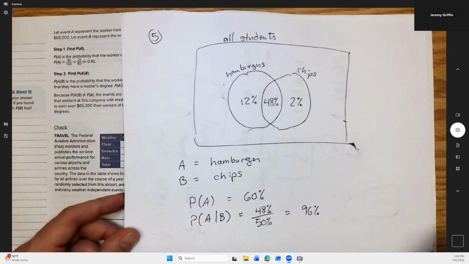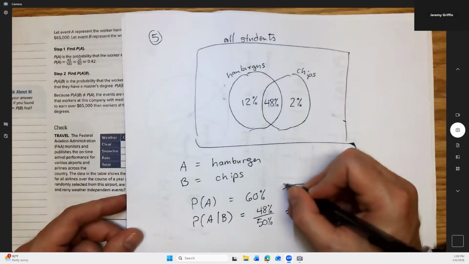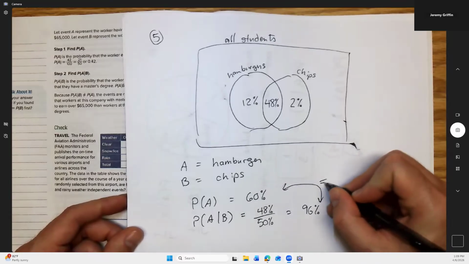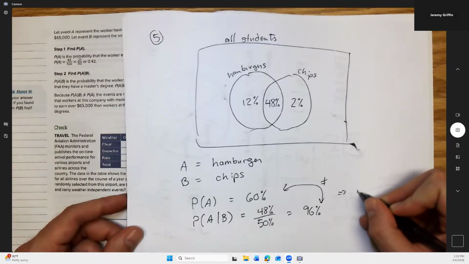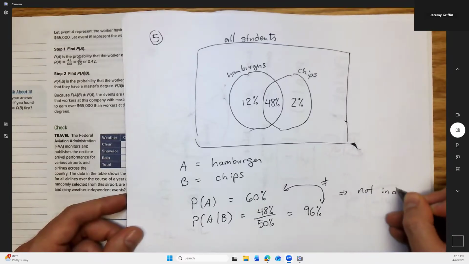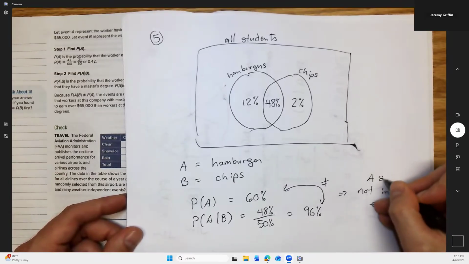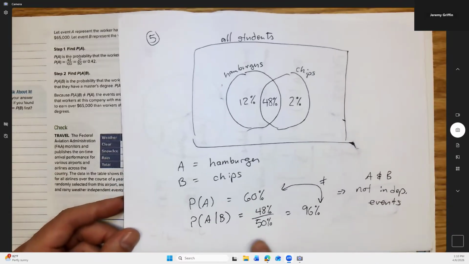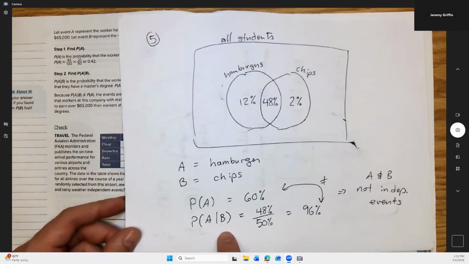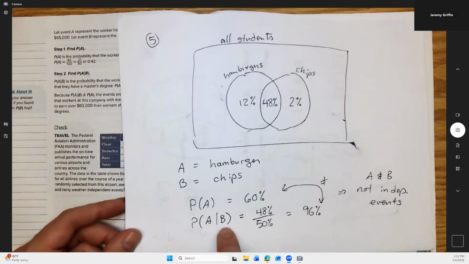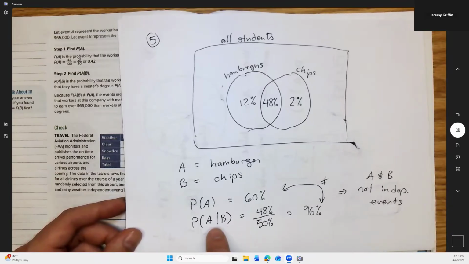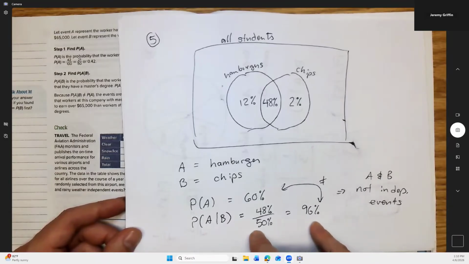Okay. The fact that these are not the same, so not equal, means that these are not independent events. Talking about events A and B, which is hamburger and chips. So to reiterate this: if I know that you got chips, then the probability that you also got a hamburger is overwhelmingly likely. Right? If you have chips on your plate, 96% of the time you also have a hamburger.